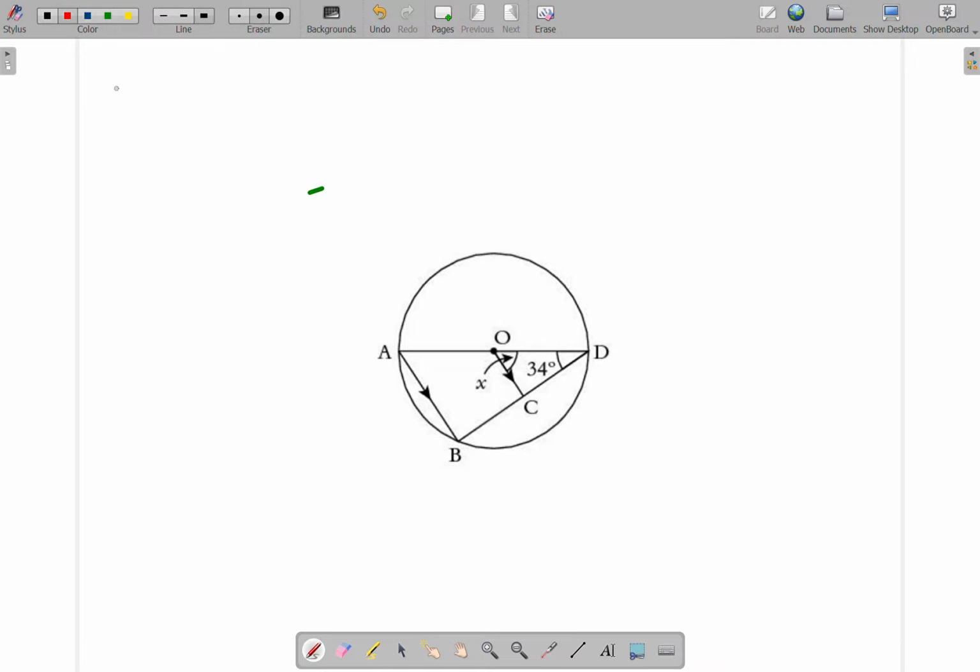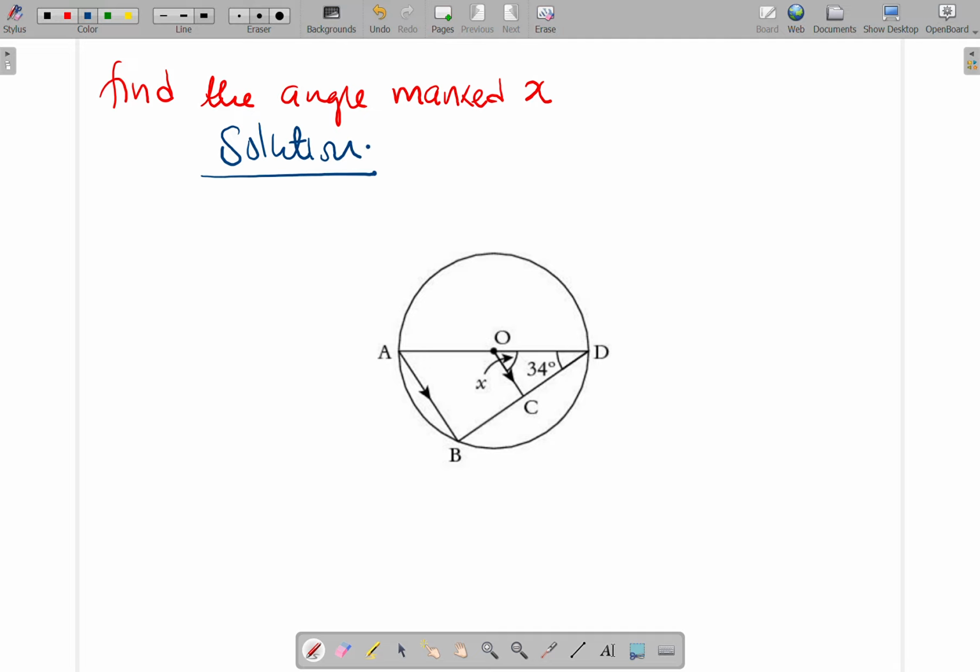So find the angle marked x. Simple as that. So there I'll say, okay, solution. For this one, you can see that OC is parallel to AB. Because these are parallel lines, we can say this angle here corresponds to that angle. These are corresponding angles.